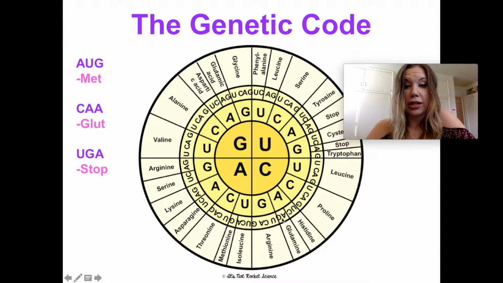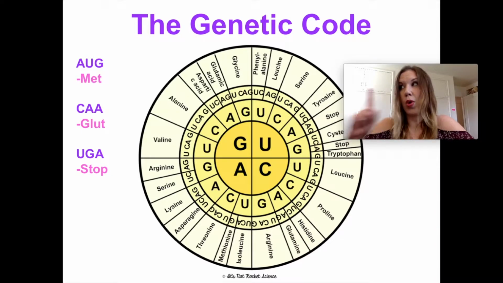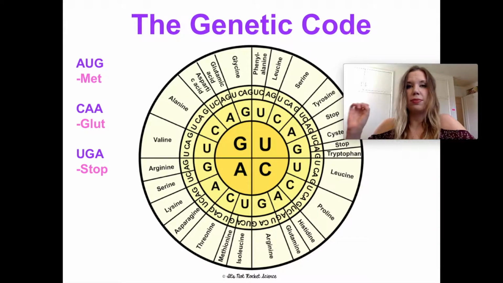So a single codon matches one amino acid, but one amino acid can have numerous codons. If I look over here at leucine, leucine could be coded for with CUU, CUC, CUA, or CUG. Proline can be coded for with CCU, CCC, CCA, or CCG. So one codon, one amino acid, but many amino acids have many codons.